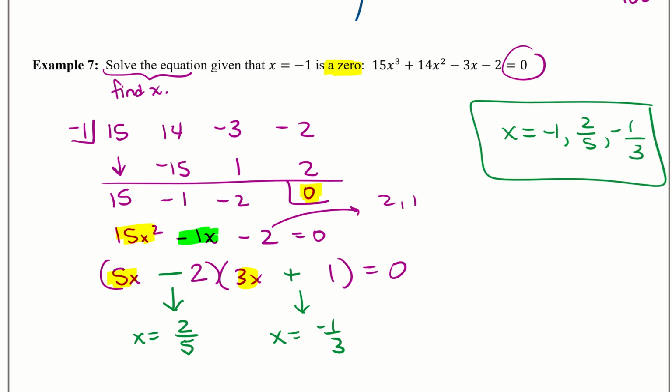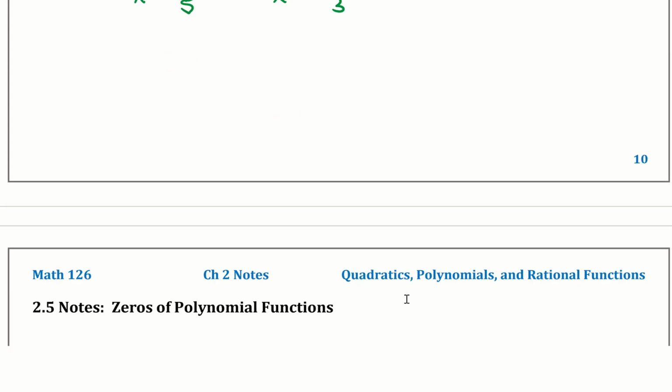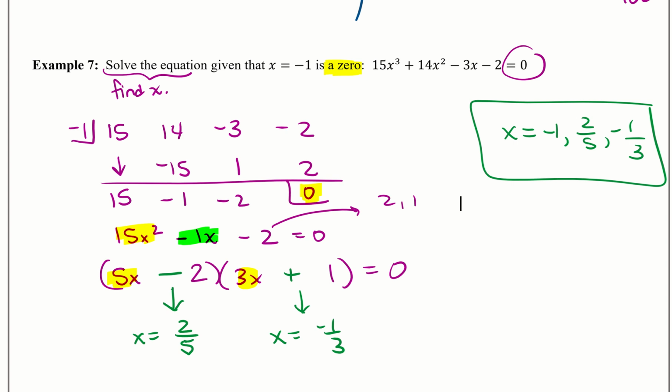Now, if this couldn't factor, I would use the quadratic formula. It is plausible that I might use the quadratic formula and not get real number answers. You've seen that before in Algebra 2, and that's possible here as well. And that is the end of our notes for this section.